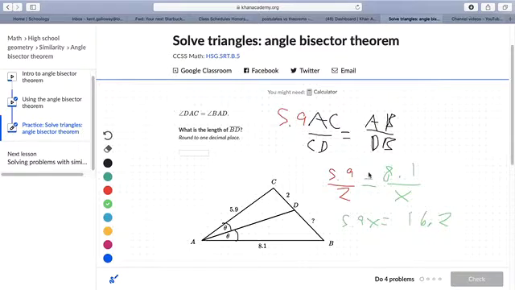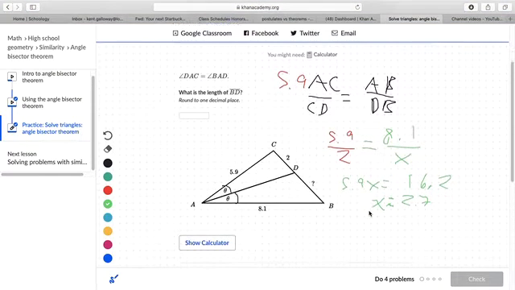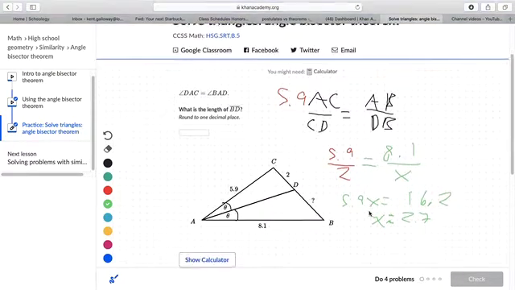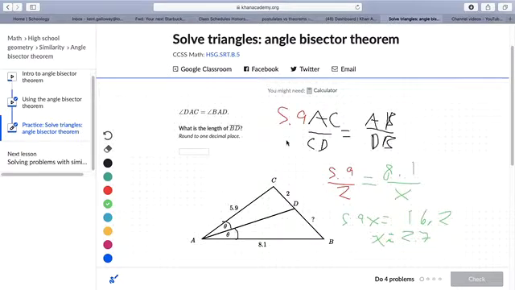Okay? And then we'll divide both sides by 5.9. Okay? And that gives us x is approximately, because I'm going to round to one decimal place, 2.7. Okay, so when I put it into my calculator, and you'll notice there is a calculator on here if you need one, up right here, it comes out to 2.7457, whatever. Okay, so just rounding to 2.7, and it says what's the length of BD?